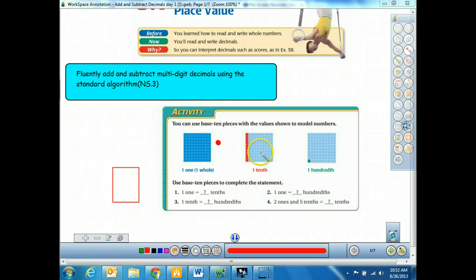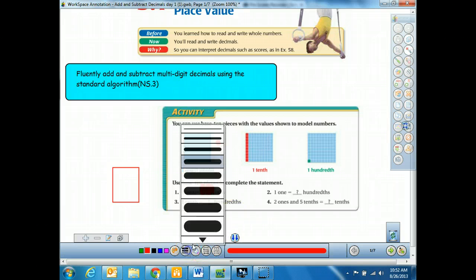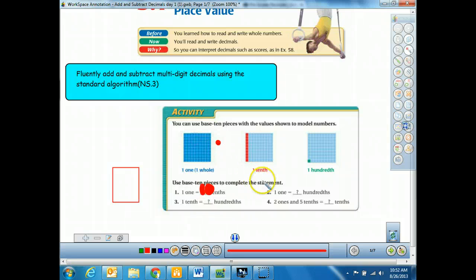So using base 10 pieces, let's complete these statements. 1 equals how many tenths? So this equals how many of these? Well, we've got 1, 2, 3, 4, 5, 6, 7, 8, 9, 10 lines, so a whole number equals 10 tenths. Let's go down to that one. 1/10, so one of these, equals how many hundredths?